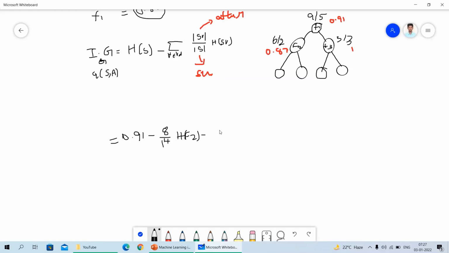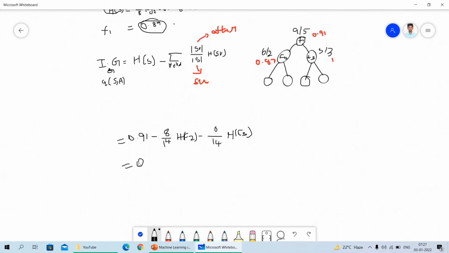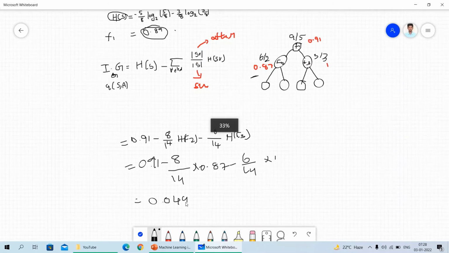Then for F3, the total is 14, and 3 yes's and 3 no's make 6, so 6 by 14 into H of F3. Here we get 0.91 minus 8 by 14 into 0.87 minus 6 by 14 into 1. By calculating all this, we get approximately 0.049. It's not definitely the answer, but we have calculated it like this.